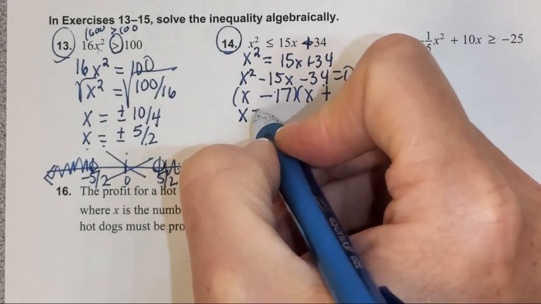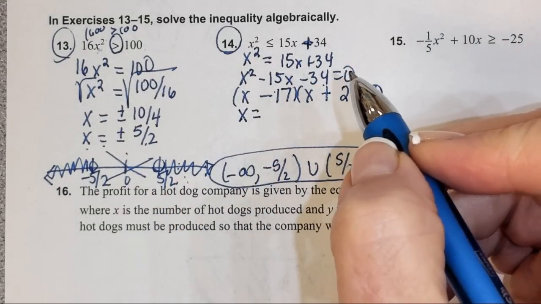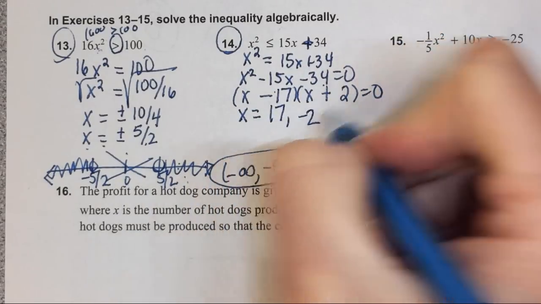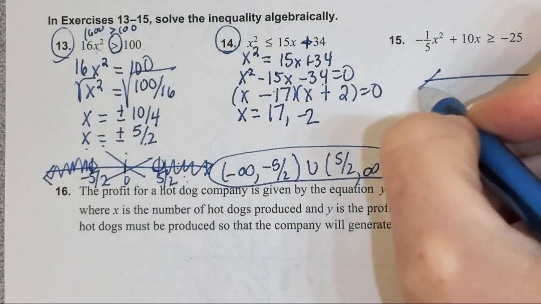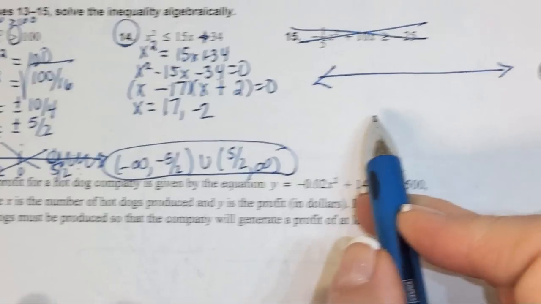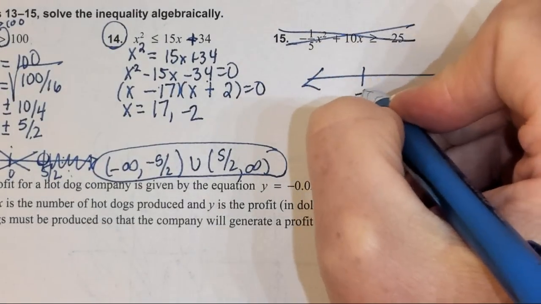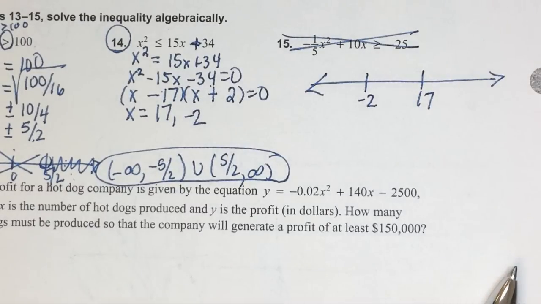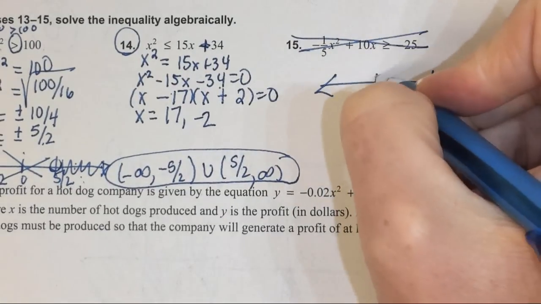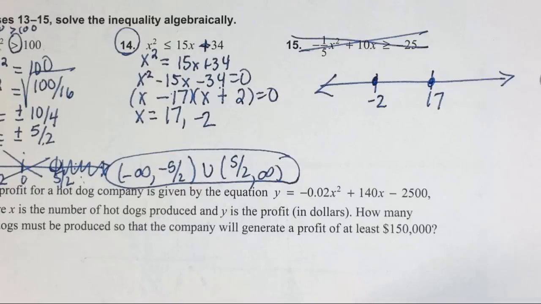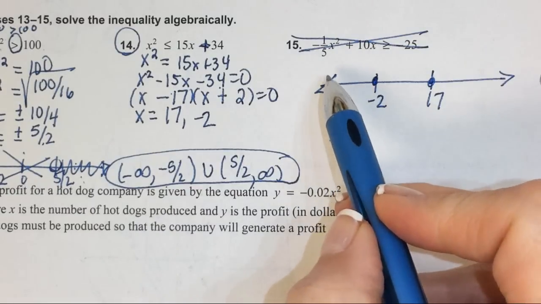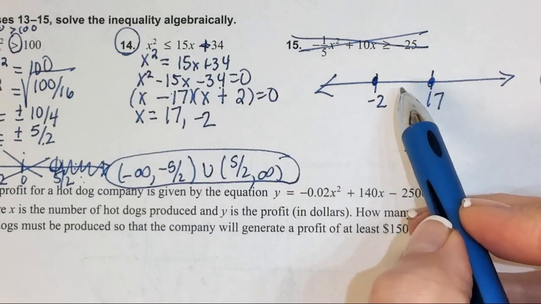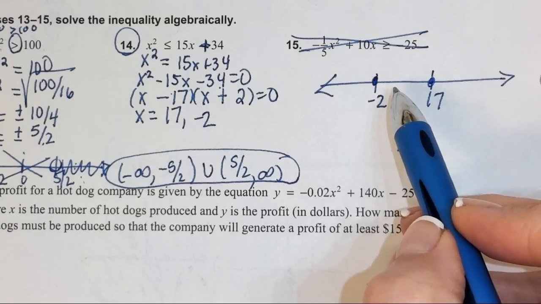So then what are the solutions going to be? Everyone? 17 and negative 2. We're not doing this one, so we can use this space. So we know negative 2 and 17, those are the two numbers that make it equal 0. So I know these two are solutions because they make it equal 0. But now the question is, is it these parts that work, or is it the inside part that works?